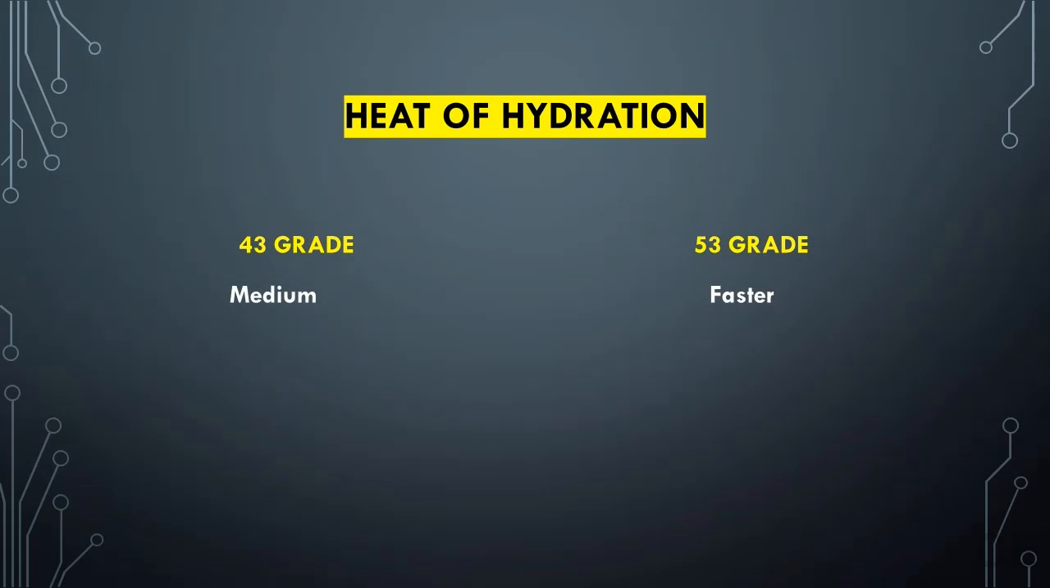Heat of hydration. During initial setting, 53 grade cement releases heat of hydration at a much faster rate as compared to 43 grade cement. Therefore, the chances of microcracking are much greater, and these microcracks may not be visible on the surface. Many times at site, supervisors or masons increase the quantity of cement in the mix. They think that it will increase the strength and the durability of concrete. But it creates microcracks in the concrete.